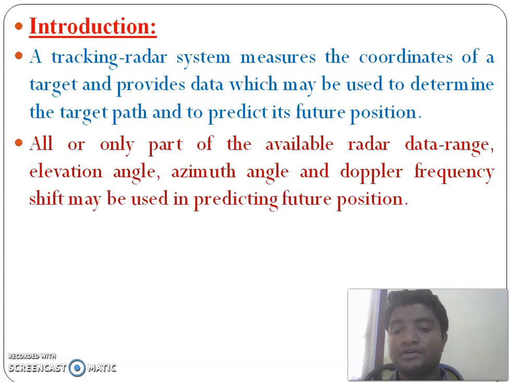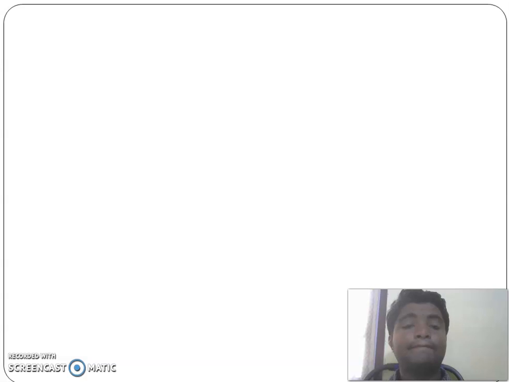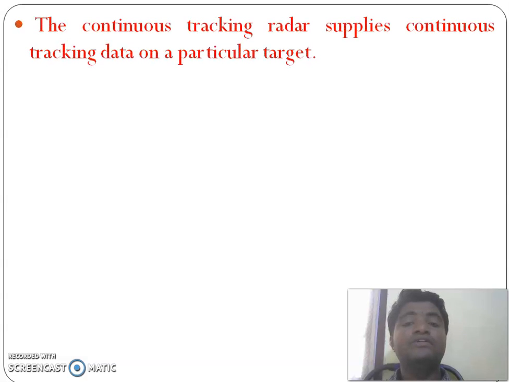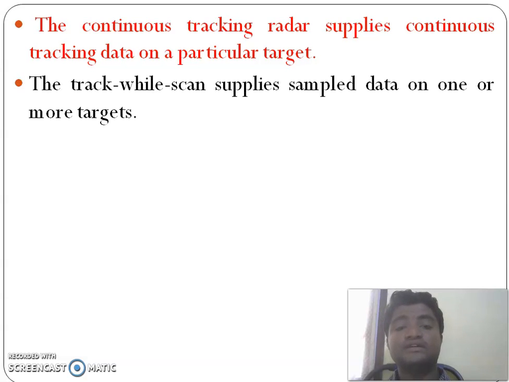Although only part of the available data, range, elevation angle, azimuth angle, and Doppler frequency shift can be used to predict the future position. We have two types of radar. One is a continuous tracking radar. It supplies continuous tracking data on a particular target. And the second one is a track while scan radar. It supplies sampled data on one or more targets.